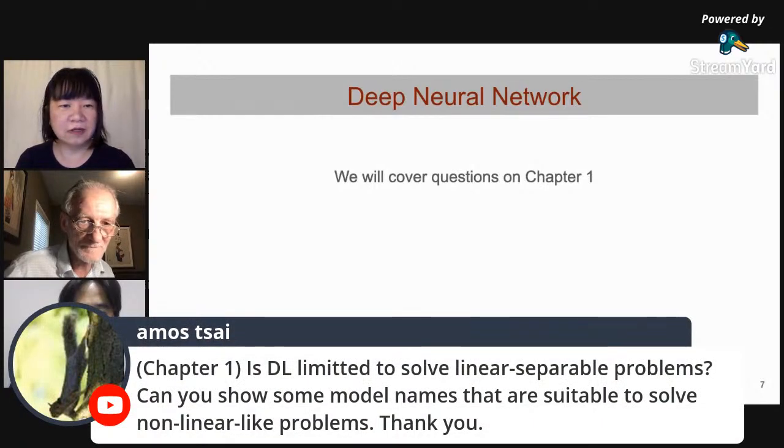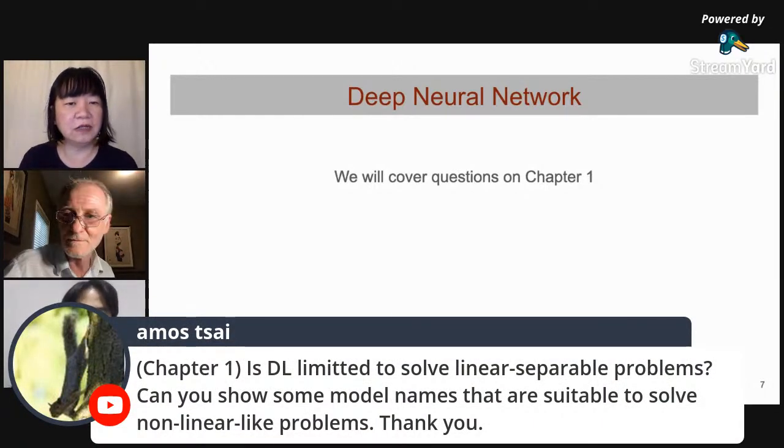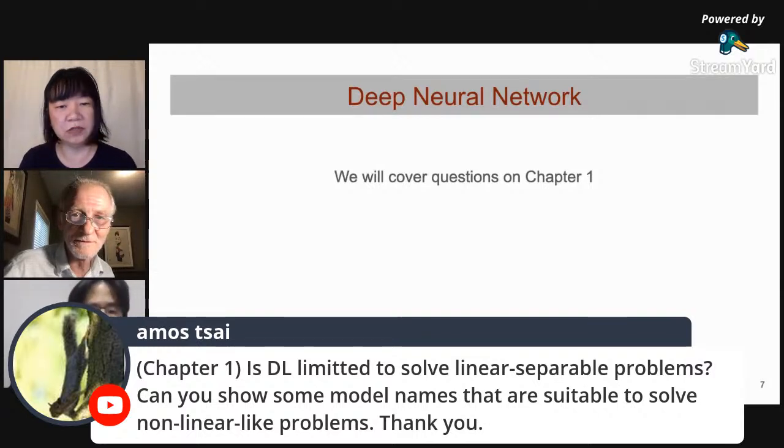And then here's another question. Chapter 1, is deep learning limited to solving linearly separable problems? Can you show some model names that are suitable to solve nonlinear problems?